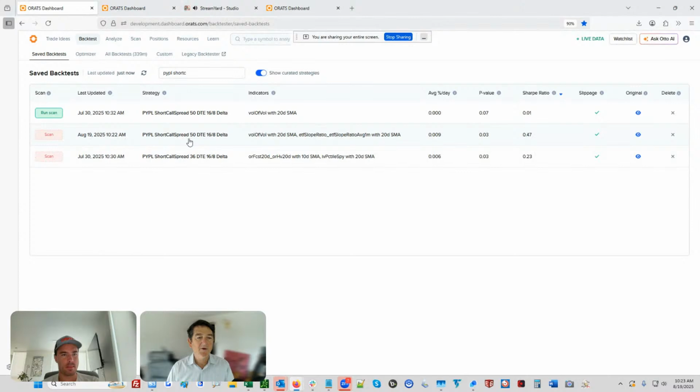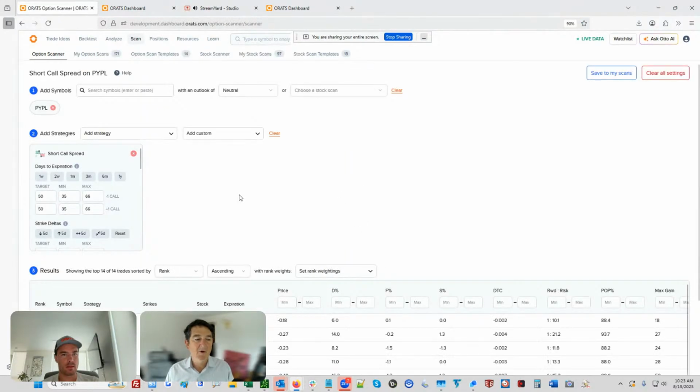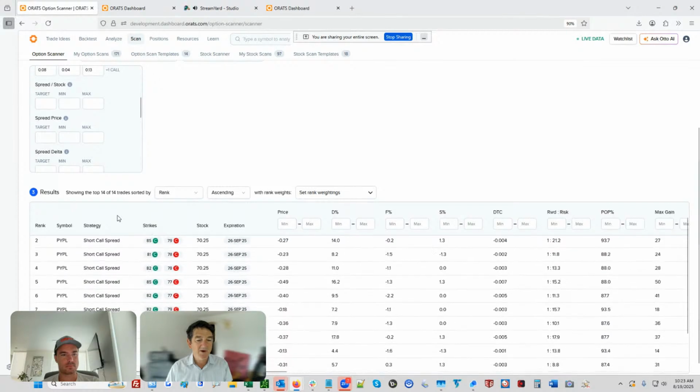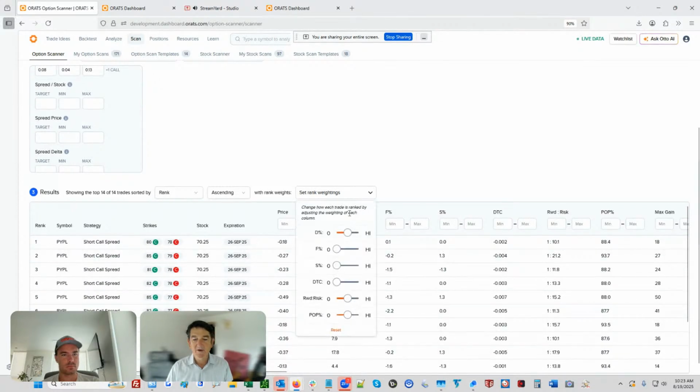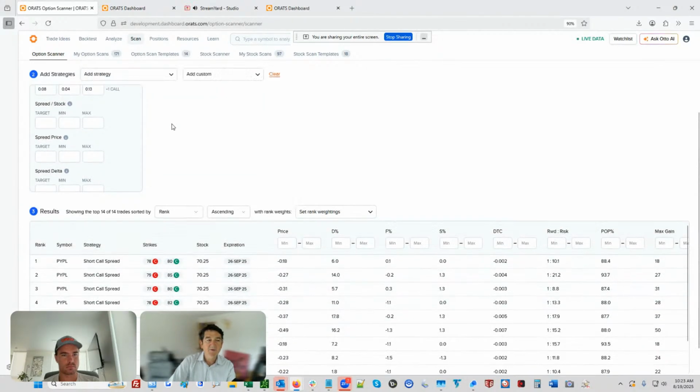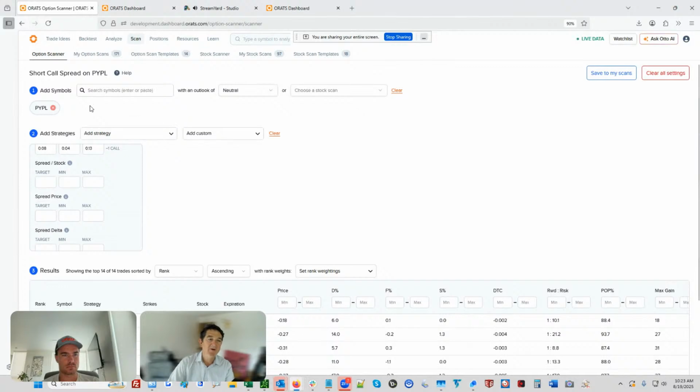If it weren't, you could then click on it and see that these short call spreads are meeting the criteria, and you could set your rankings. I could use some forecasts. These would be some of the trades they'd want you to trade in this particular strategy, but it's not meeting the criteria right now. So this wouldn't trigger.